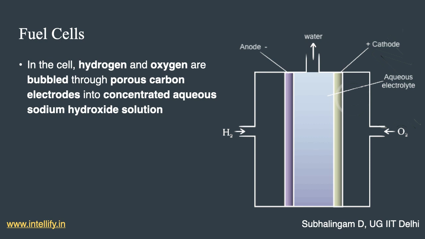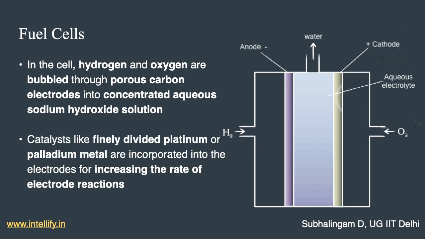So what happens in the cell? In the cell, hydrogen and oxygen are bubbled through porous carbon electrodes into concentrated aqueous sodium hydroxide solution. Catalysts like finely divided platinum or palladium metal are incorporated into the electrodes for increasing the rate of electrode reactions.